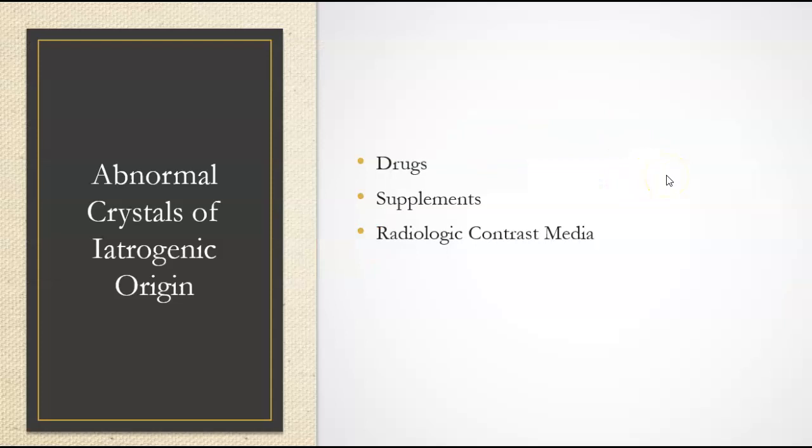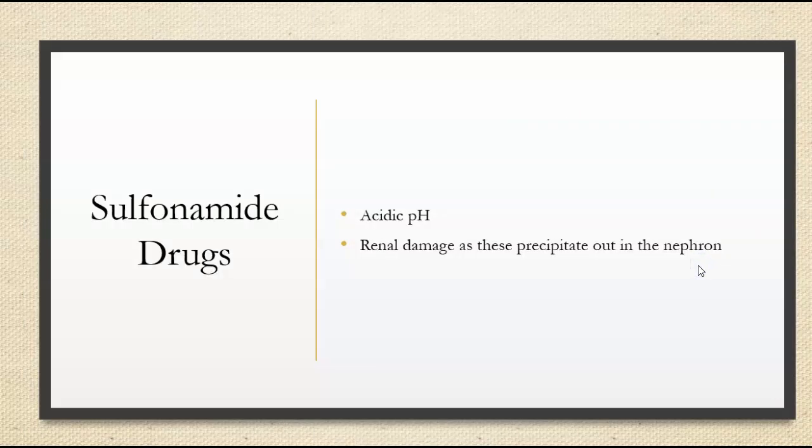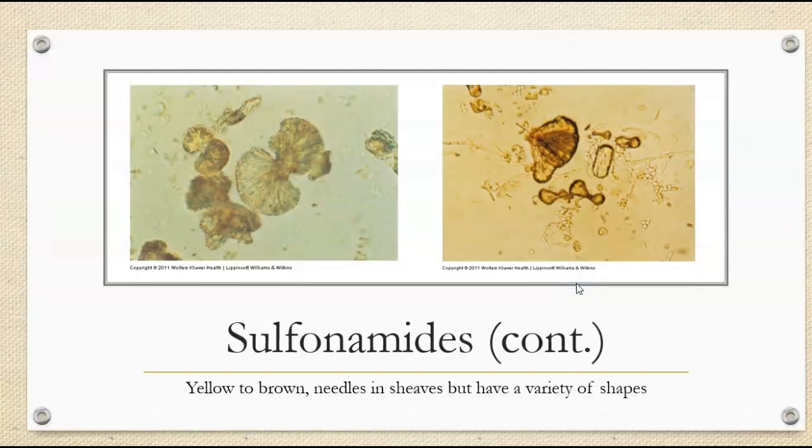Some things that we can see that are iatrogenic, so we already talked about these: your drugs, supplements, and radiologic contrast media. Sulfonamide drugs are one that we can see in an acidic pH urine. This will indicate renal damage as these precipitate out into the nephron. They're yellow to brown needles and sheaves, but have a lot of different shapes.